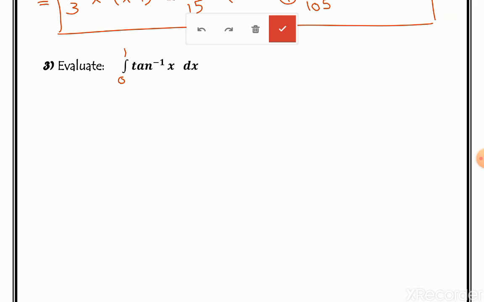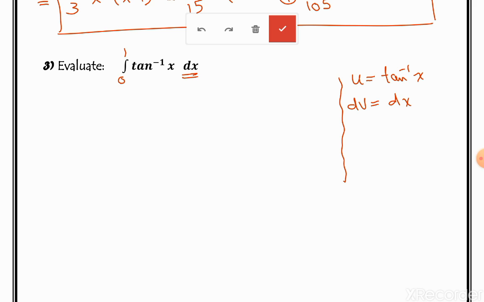Pay attention, please. First of all, I'm going to let u be, according to the word LIATE, L-I-A-T-E. So I comes second after the logarithms. So u will be tan inverse of x. Okay, mister, what is dv? Yes, dv will be dx. No problem, 1 dx, the same.